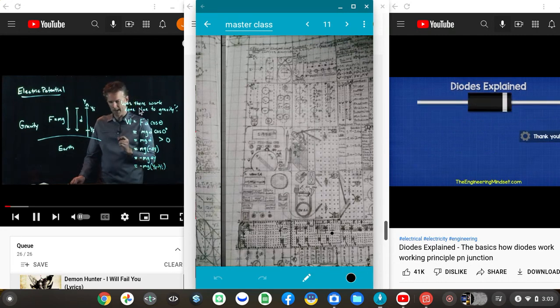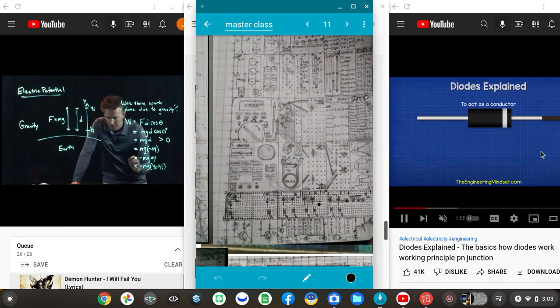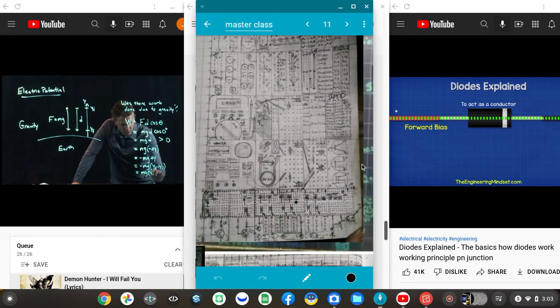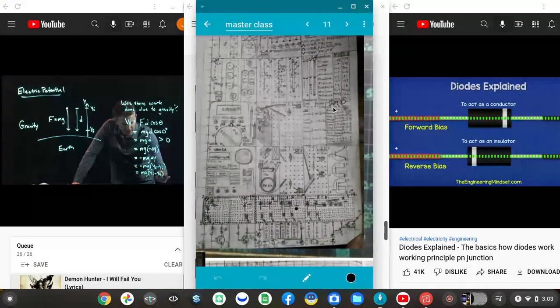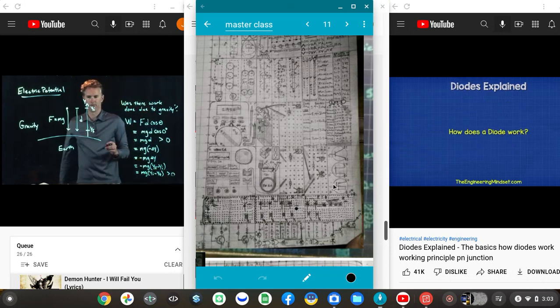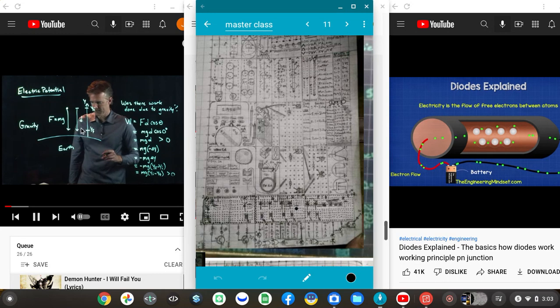We have to add another negative to make sure it's a positive number. But now we can work on through. And that is still a number that is positive, which is good. Okay, so that is the work done due to gravity.